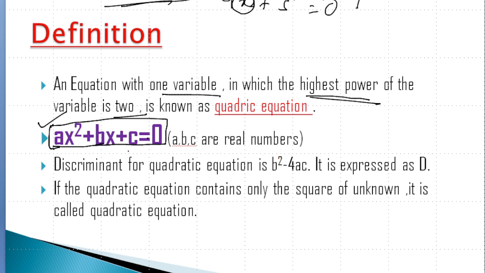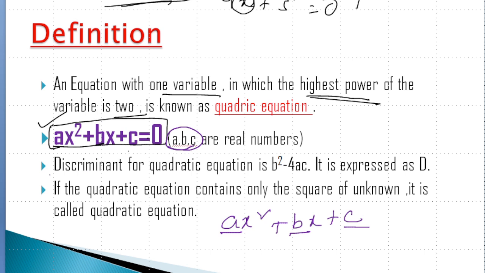What are this a, b and c? You have to understand this very carefully. This a, b and c are the numerical coefficients, or the real numbers. It is very important. In ax square plus bx plus c, these a, b, c are the constants. You can say in our local language they are the constants, or they are the real numbers.